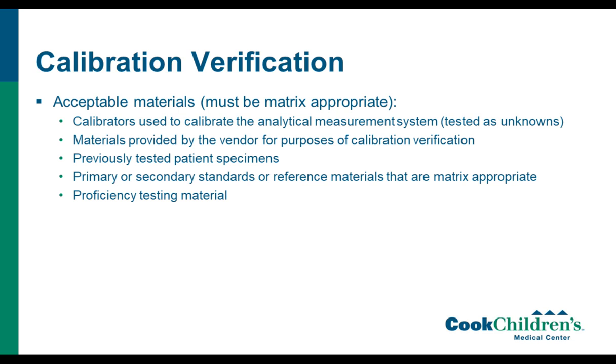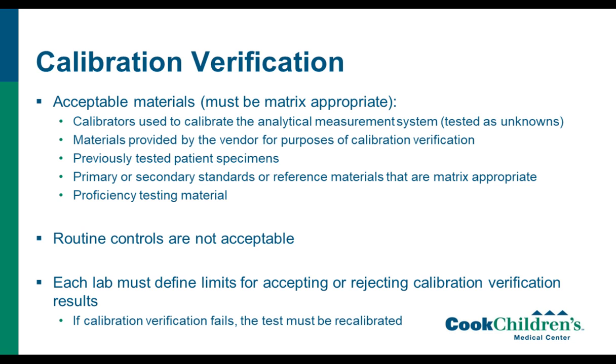Materials provided by the vendor for calibration verification. You can use previously tested patient specimens that you know the values of. Primary or secondary standards or reference materials that are matrix appropriate, so again, mimicking patient specimens, or proficiency testing material. It's specifically defined by CAP that you cannot use routine controls for calibration verification.